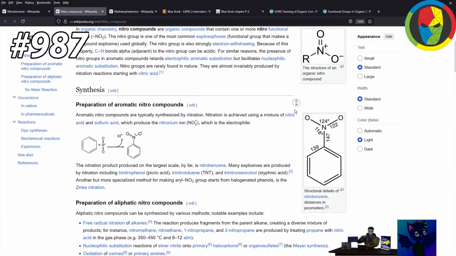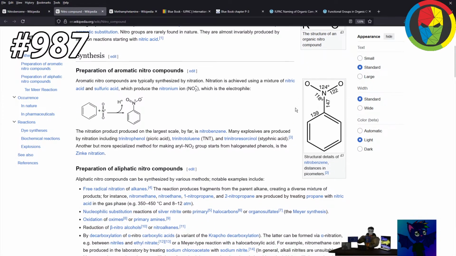Dogs meme activate. I promise, that is the... Wait, it's actually nitrobenzene. Funny enough, yeah, this is the example I will use. Aromatic nitro compounds are typically synthesized by nitration. Nitration is achieved using a mixture of nitric acid and sulfuric acid, which produce nitronium ion, which is the electrophile.